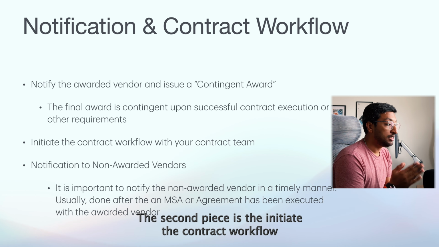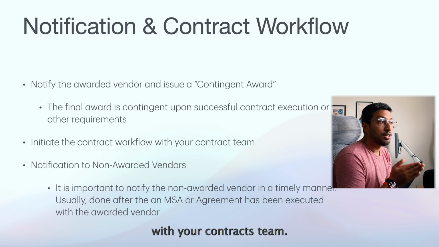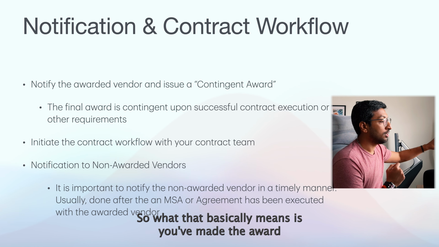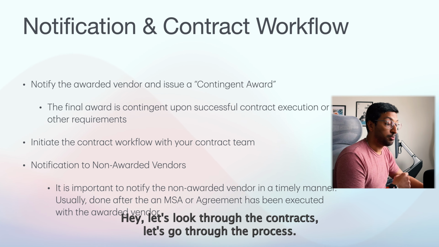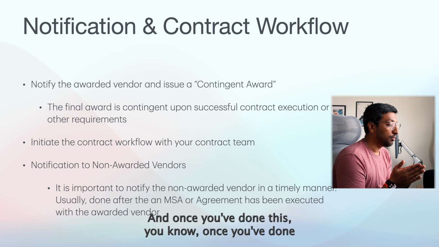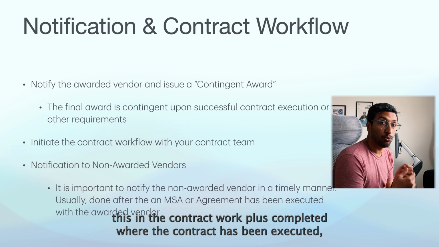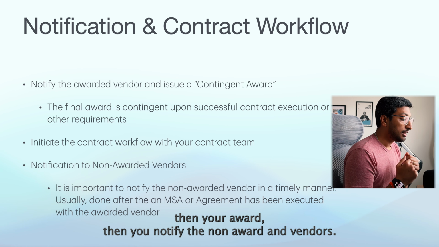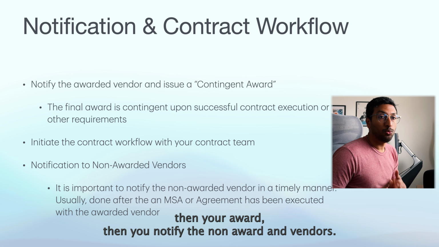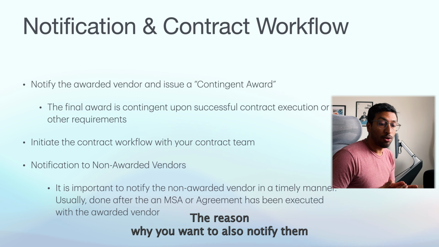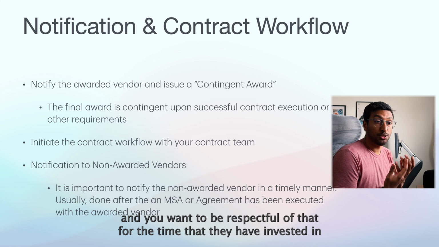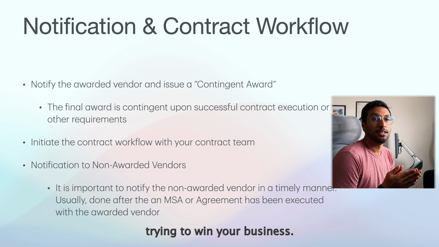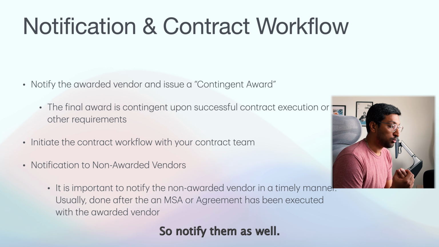The second piece is to initiate the contract workflow with your contracts team. What that basically means is you've made the award upon the contingent award, and you're telling your contracts team, hey, let's look through the contracts, let's go through this process. And once you've done this, and the contract workflow is completed where the contract has been executed, then you notify the non-awarded vendors. The reason why you want to notify them is because you want to be respectful of the RFP process, and you want to be respectful of the time that they have invested in trying to win your business. So notify them as well.